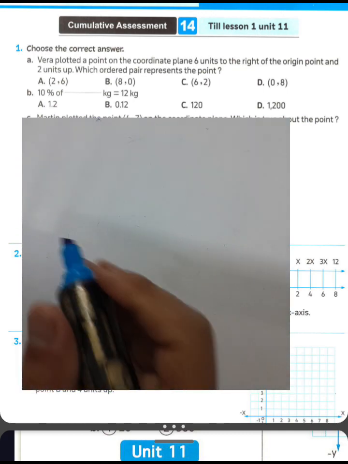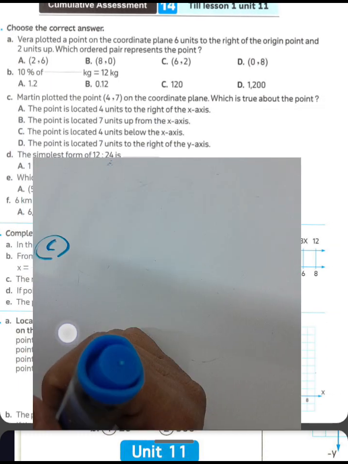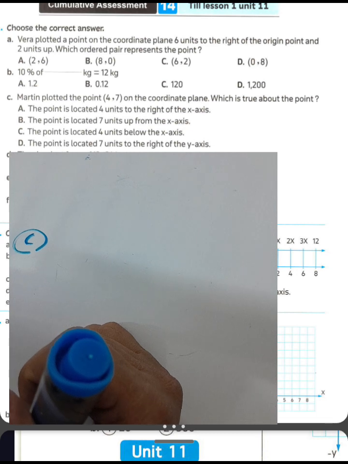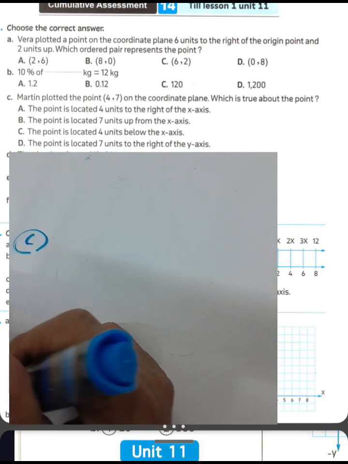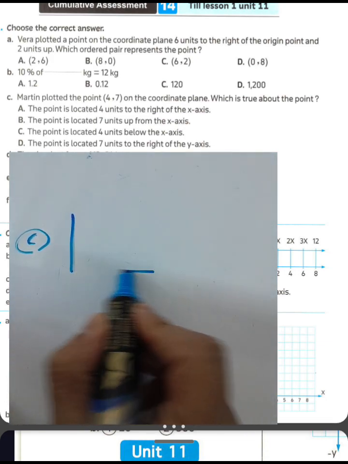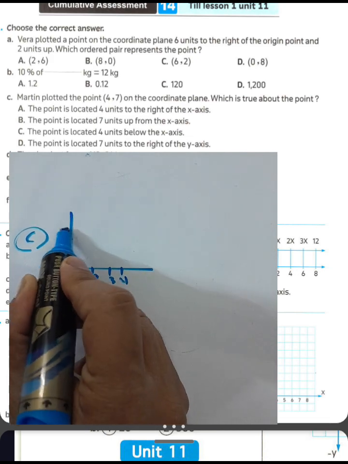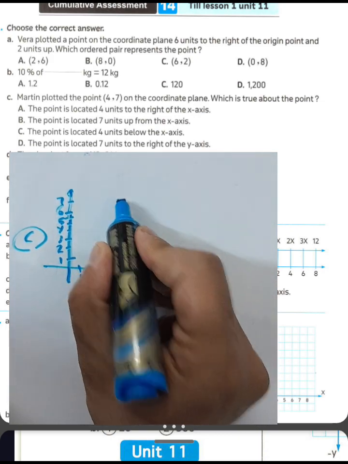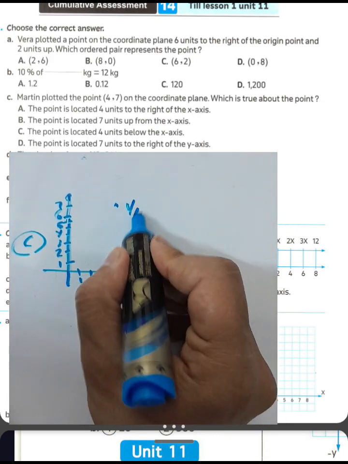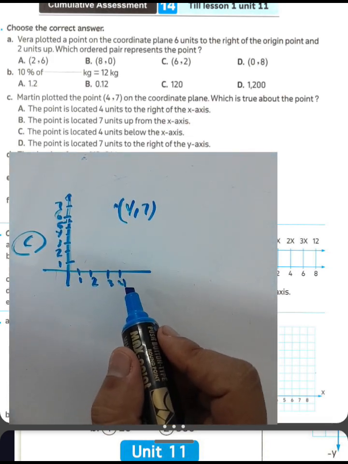Next example, question letter C. Martin plotted the point 4 and 7 on the coordinate plane. Which is true about the point? He gave us this information, 4 and 7. 1, 2, 3, 4. 1, 2, 3, 4, 5, 6, and 7. 4 and 7. Here, this point 4 and 7. Okay. What about 4 and 7?